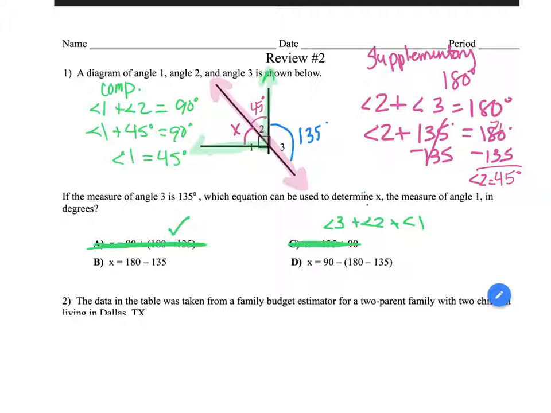What about B? We subtracted 135 from 180 and got 45. So what are we missing from that one? What else did we do to get angle 1? We subtracted again. So B was our step 1, but we had to do a whole extra step to get that angle. D is what I have. We subtracted 180 minus 135 because that's what they gave us first. Then we took 90 and subtracted 45. That makes so much sense.